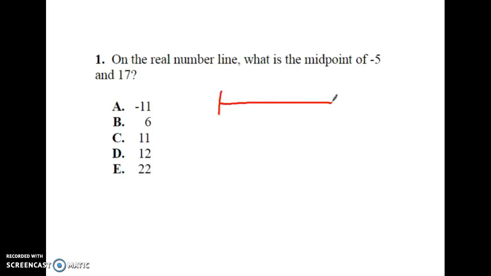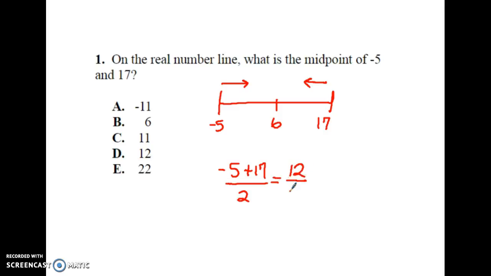So you can actually draw a number line going from -5 to 17 and count your marks until you reach the midpoint, which would be the value of 6. If you don't want to take the time to do that, since you're finding the midpoint between two numbers on the number line, that's the same thing as finding the average, which means we will add the two numbers together and divide by 2. So -5 plus 17 is 12. 12 divided by 2 is 6.